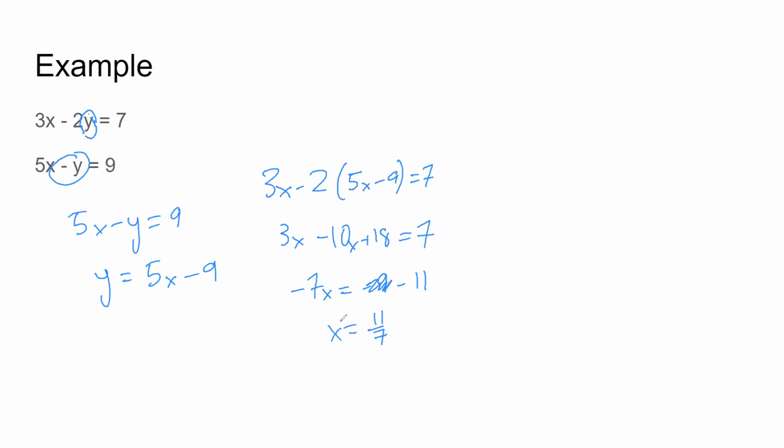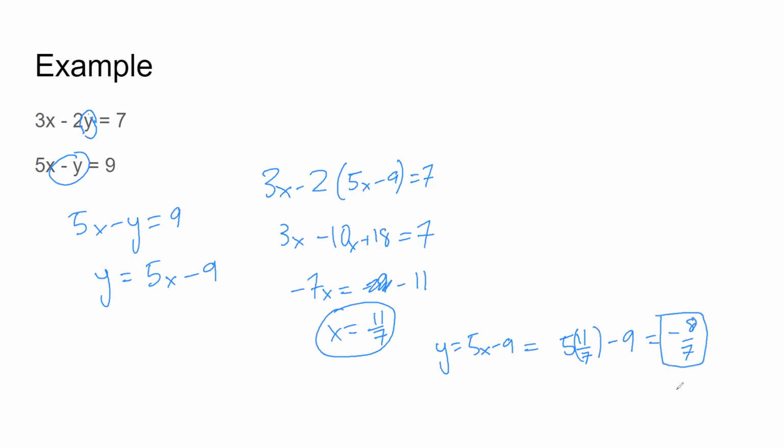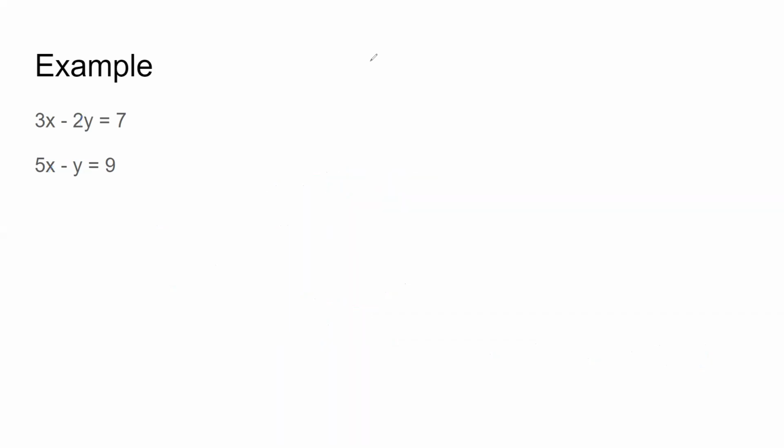Then from here, after we find the value of x, what we do is we substitute it back into one of our earlier equations. So we know y is equal to 5x minus 9. So then we plug in our new value of x, which is 11 over 7, minus 9, which gives us negative 8 over 7. Does that make sense to everyone? Yes. Okay.